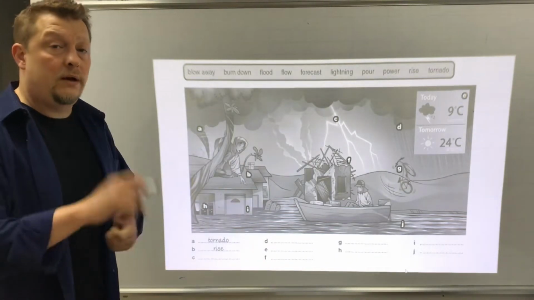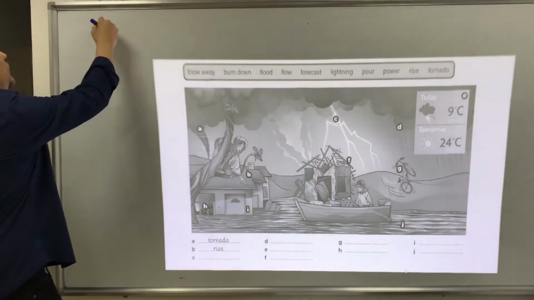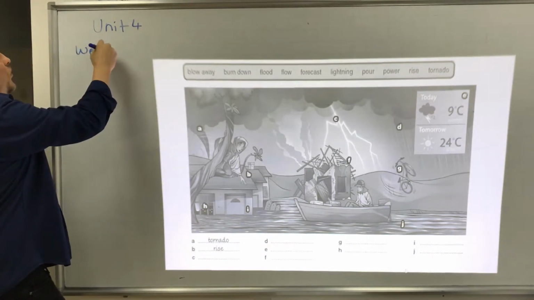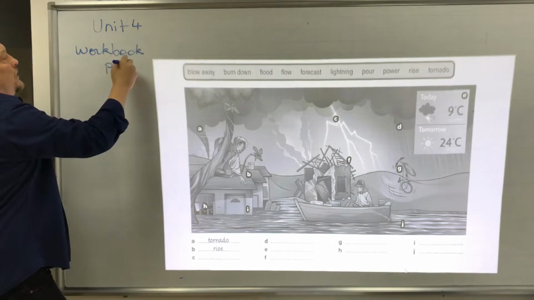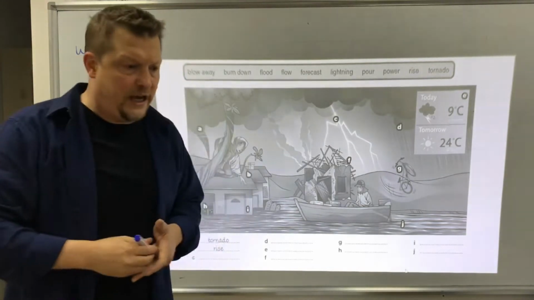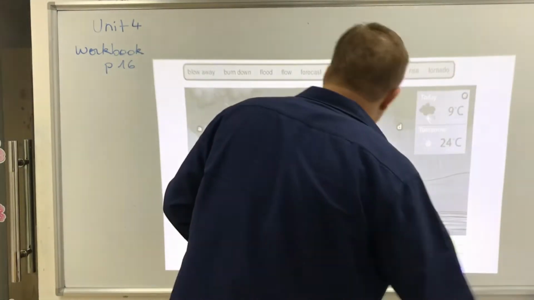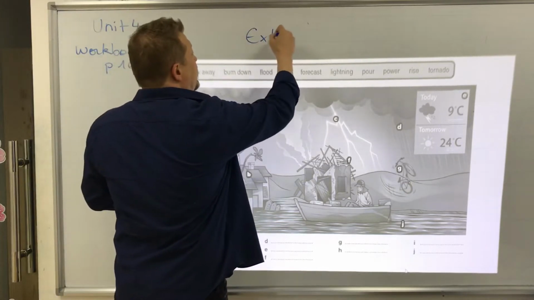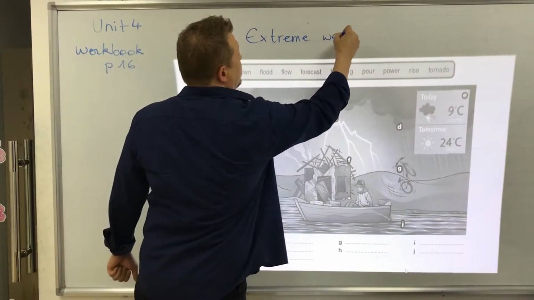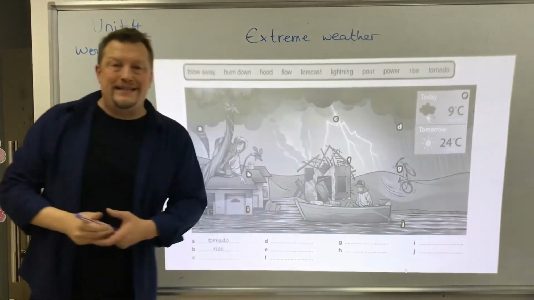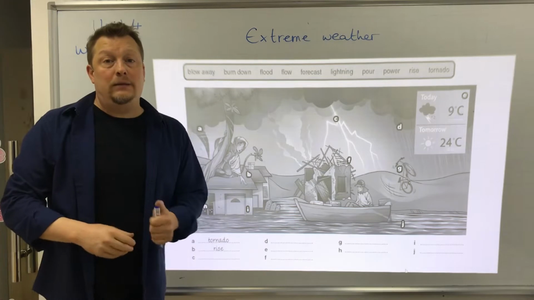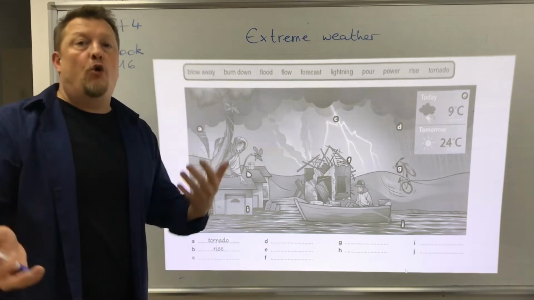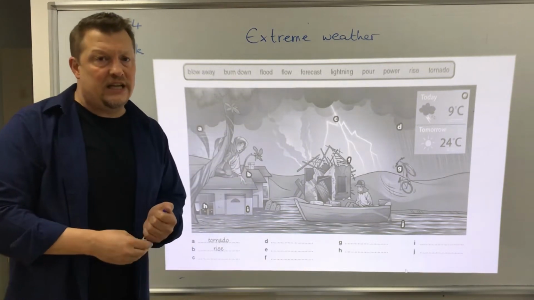So listen, we're on Unit 4 today. We're looking at Unit 4, but today we're using the workbook. So open your workbooks to page 16. Page 16 please. Now, we're going to be talking about extreme weather. Alright. Now, what is extreme weather? Well, I think you guys know some examples of extreme weather. Big storms, hurricanes, these kinds of things, flooding.